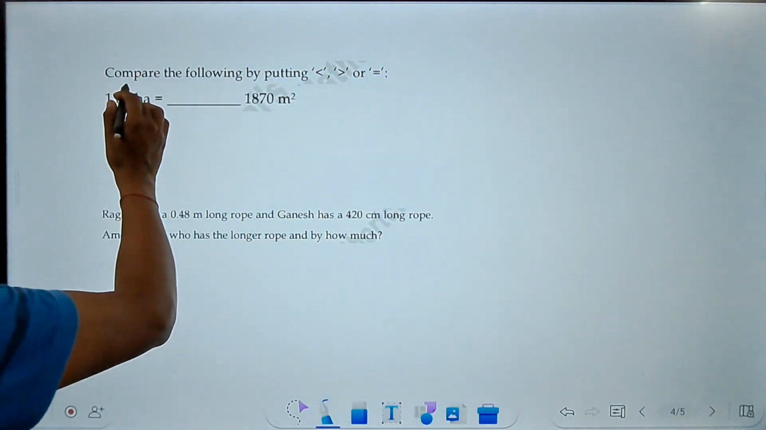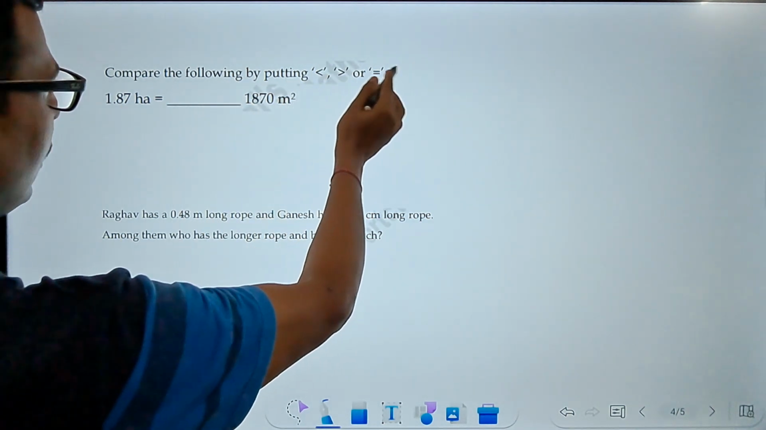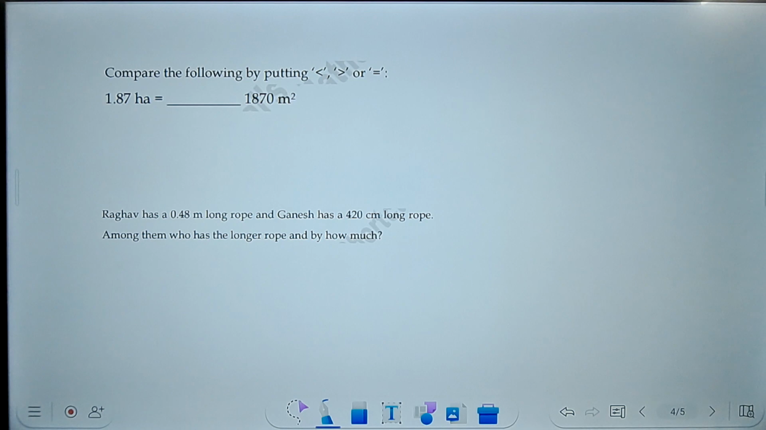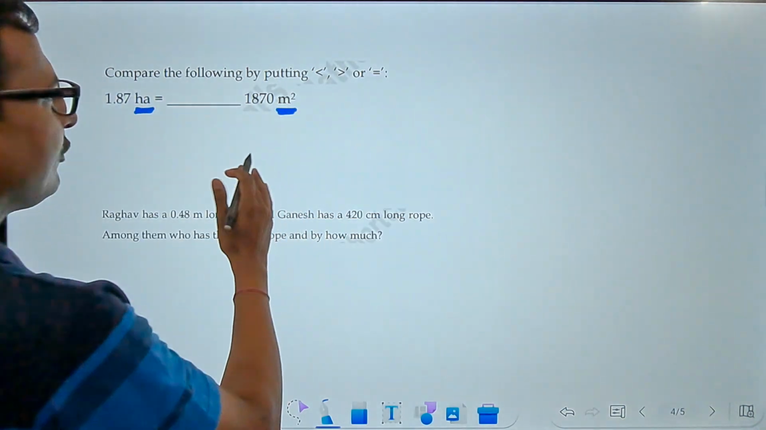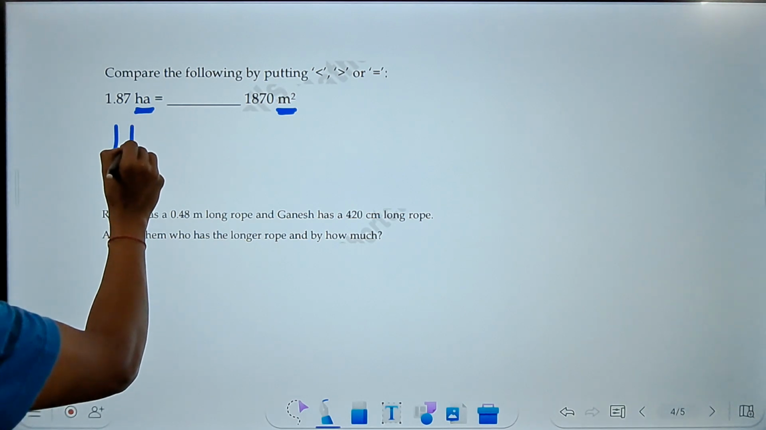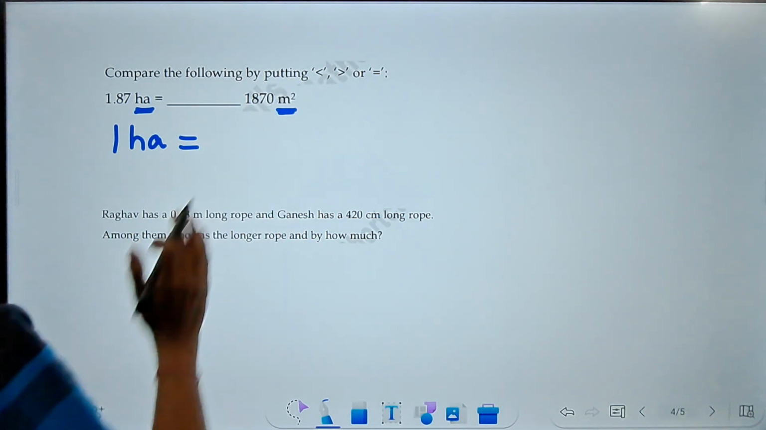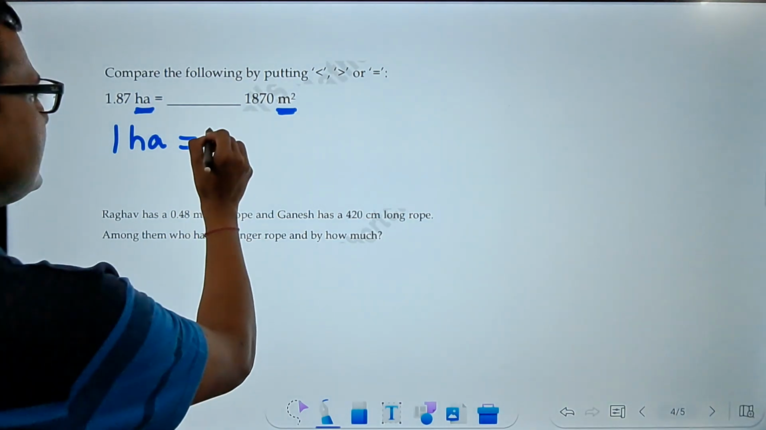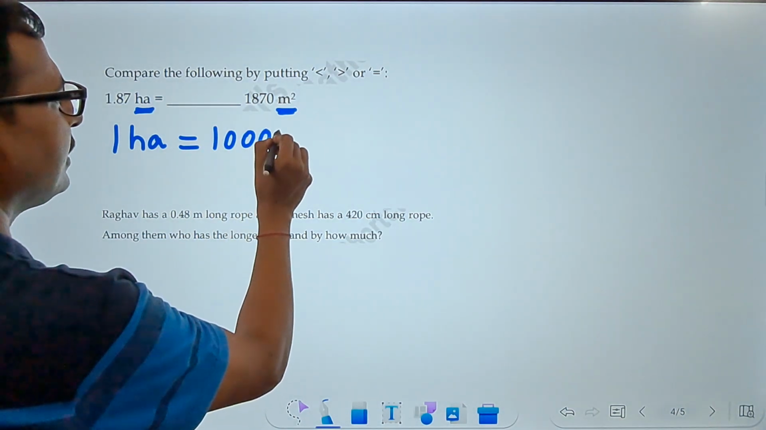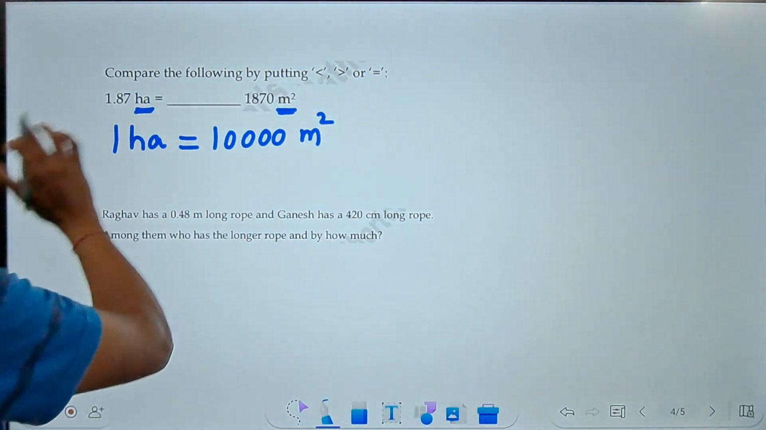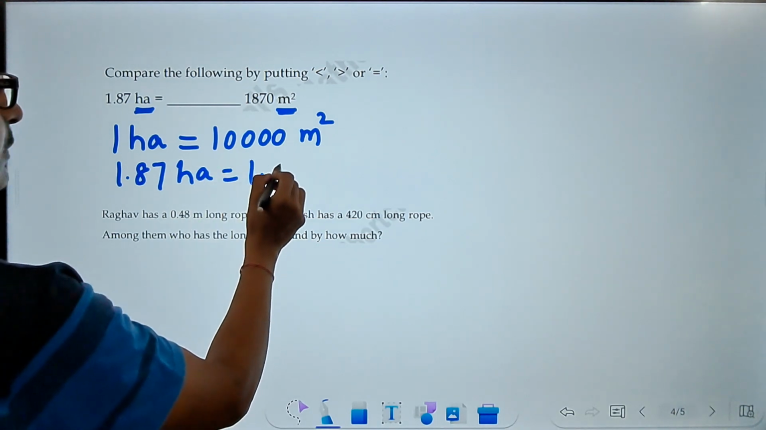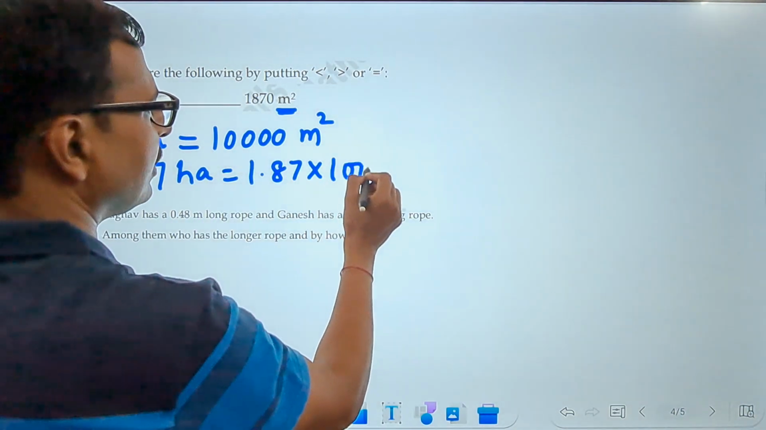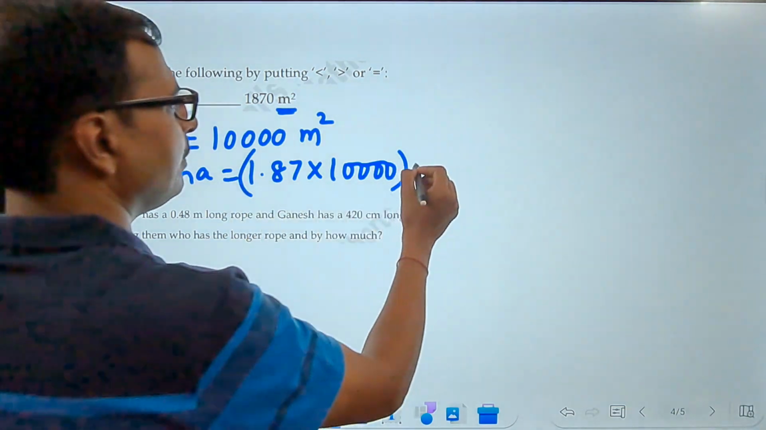Here you have to compare this by putting less than, greater than or equal to sign. So we should know what is HA. HA is hectare. Hectare is the unit of area, and square meters, it is again the unit of area. So if you know that in 1 hectare how many square meters are there, then this question will be easy for you. You should know that there are 10,000 square meters in 1 hectare, and therefore in 1.87 hectares you will have 1.87 times 1 followed by 4 zeros, these many meter squares.